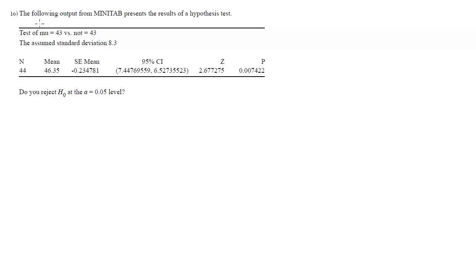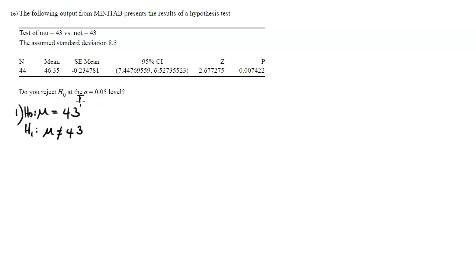Okay, number 16. The following output, again from Minitab, presents the results of a hypothesis test. This was a test of, so I'll do the steps here. Step 1, null hypothesis: population mean equals 43. And the alternative hypothesis was not equal to 43. Okay, so they're asking if we reject the null hypothesis at the alpha equals 0.05 level.